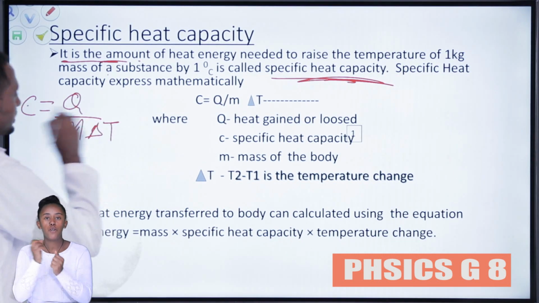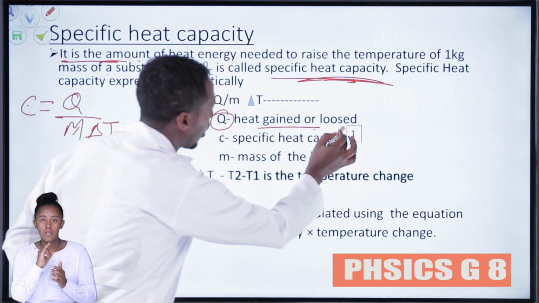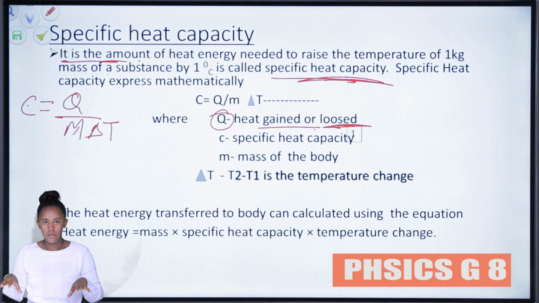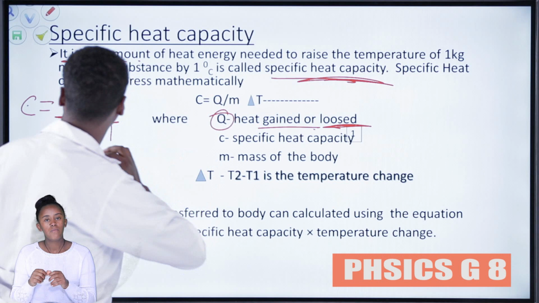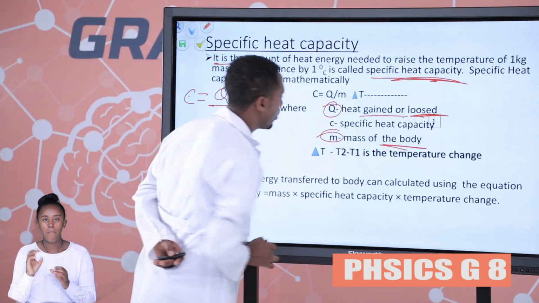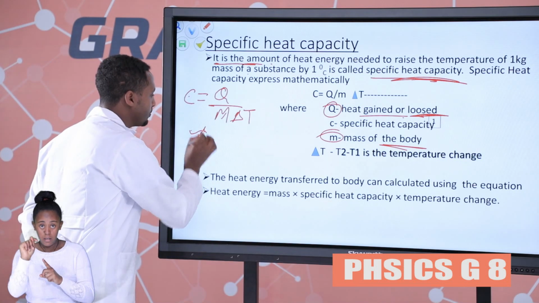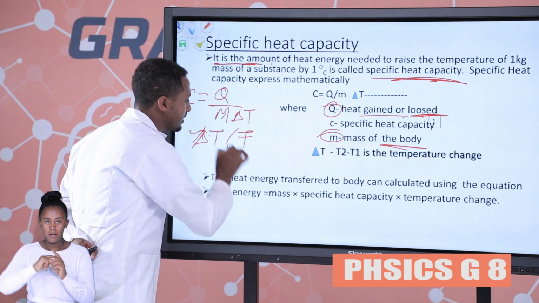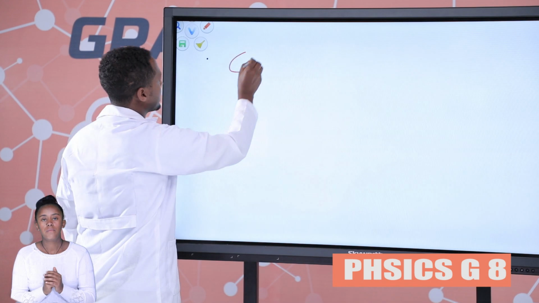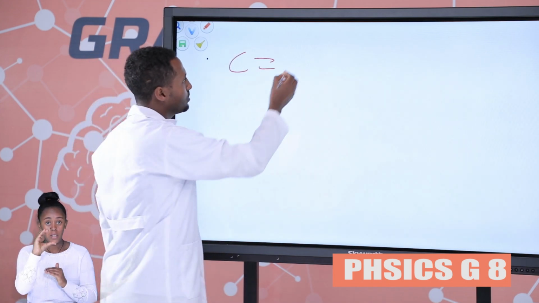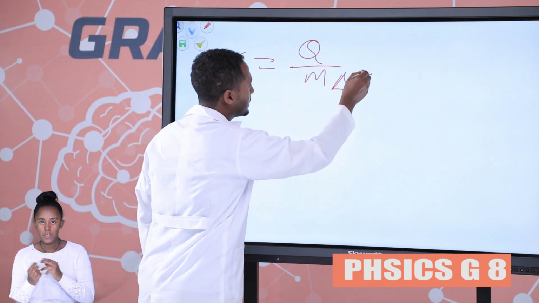M change of T, where Q is heat gained or lost. This means heat energy. M is the mass of the body. T is the change of temperature. C is equal to Q over M times change of T.